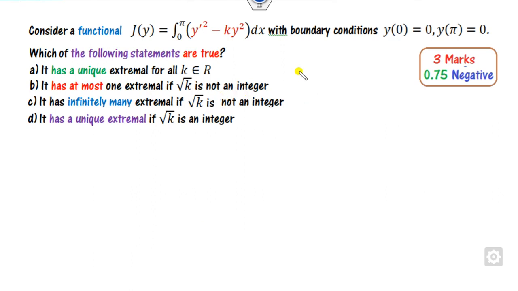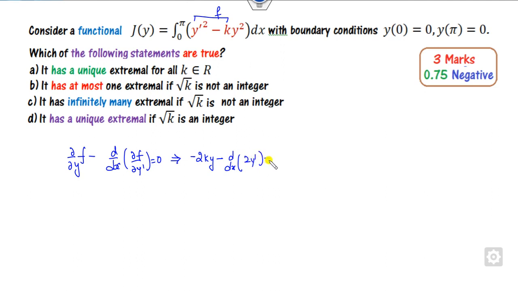Next question, last question is here. Again, we can start from the Euler equation: partial derivative of f with respect to y minus d by dx of the partial derivative with respect to y dash. Always start from the Euler equation whenever questions are like this. This is now my f. The partial derivative with respect to y is minus 2ky, minus d by dx of the partial derivative, which is 2y dash. So you can see that 2 will be cancelled out, minus will be cancelled out: ky plus y double dash is 0.